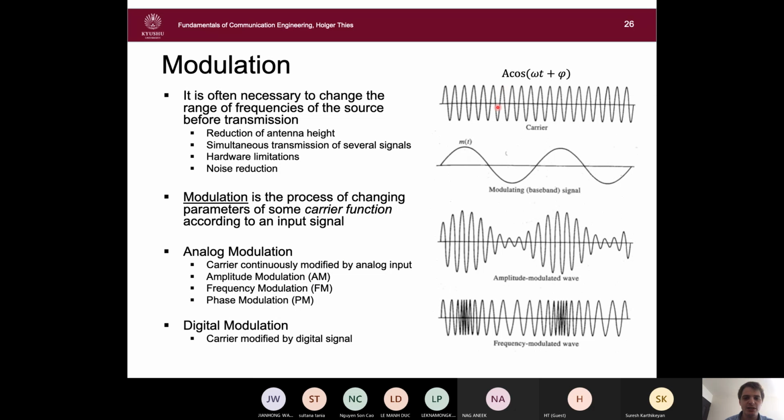The easiest one is probably amplitude modulation, where we just change the amplitude. So if the message has some high value here, the amplitude here will be higher. If it has some low value here, the amplitude will get lower. And this is the signal we send. Then we can change the frequency. So if we have a high value here, then we will have a higher frequency here. And there's also phase modulation, which means we change the phase parameter.